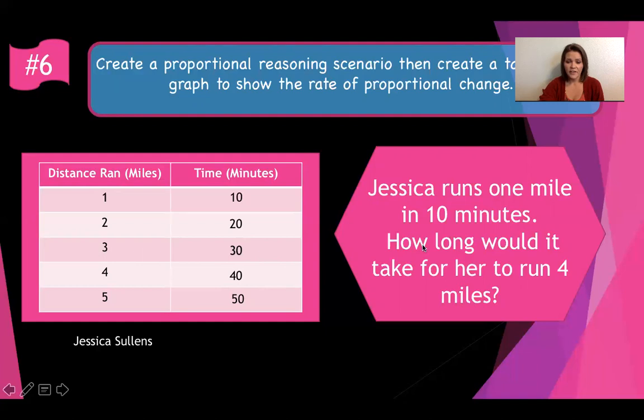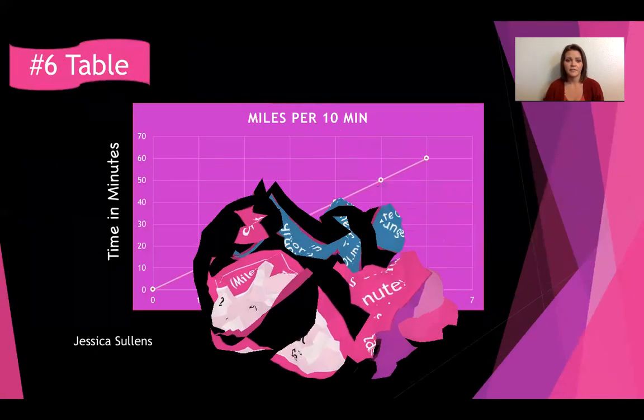Then we were trying to figure out how long it would take for her to run 4 miles total. Let's look back at our chart, and we can see our miles ran, 4, and it goes all the way over here to our time, which was 40 minutes. We also had to create a graph to show the proportional change. So let's go to our next slide to look at our graph.